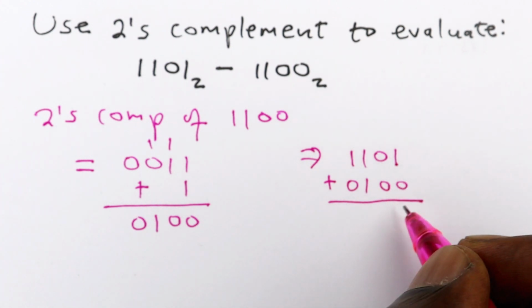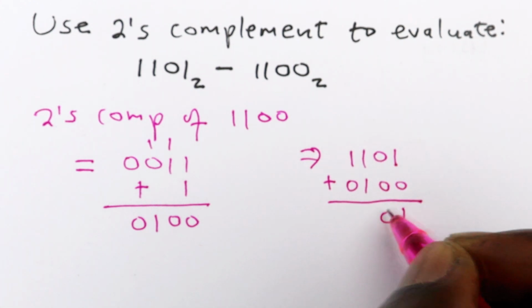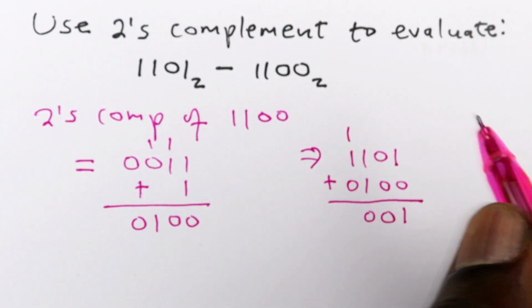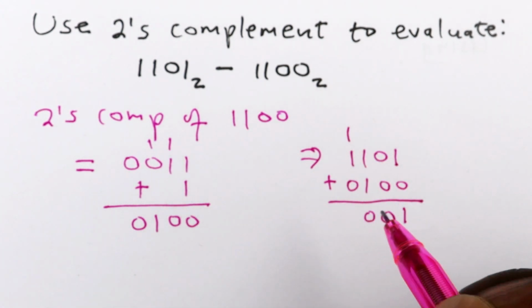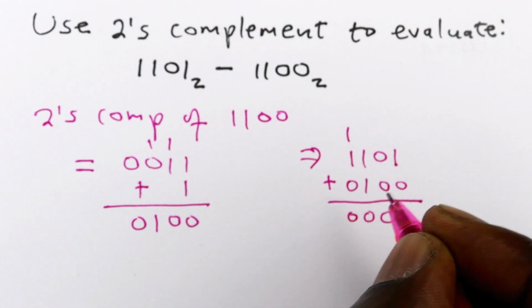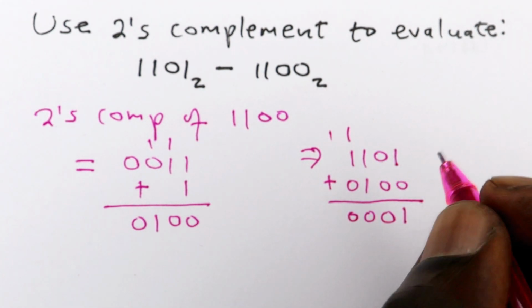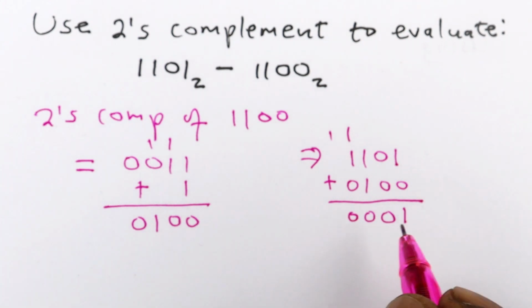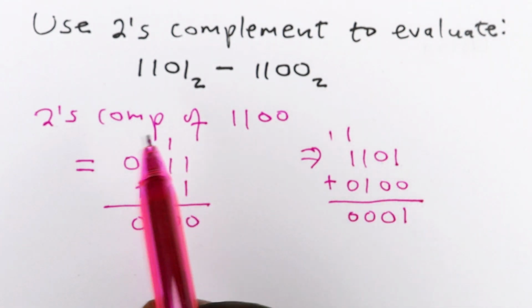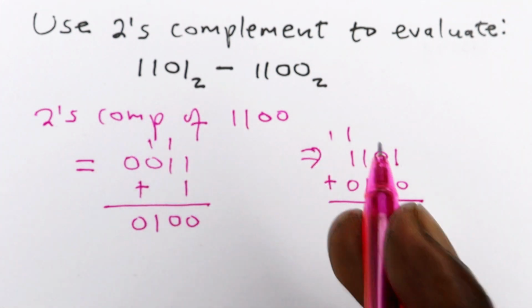We have 1 plus 0, which is 1. We have 0 plus 0, which is 0. 1 plus 1 is 0, carry 1. Then we have 1 plus 1, that is 0, carry 1. So you have 0, and you have a carry there. So you can drop the carry because the original numbers are in 4 bits.